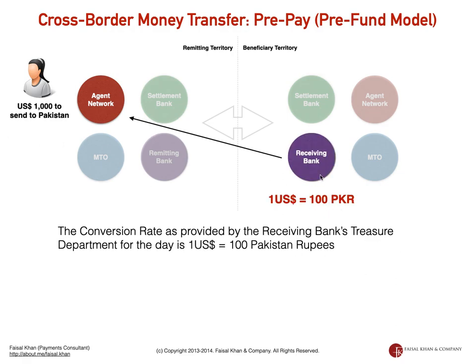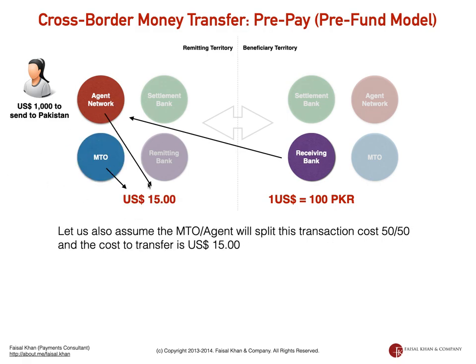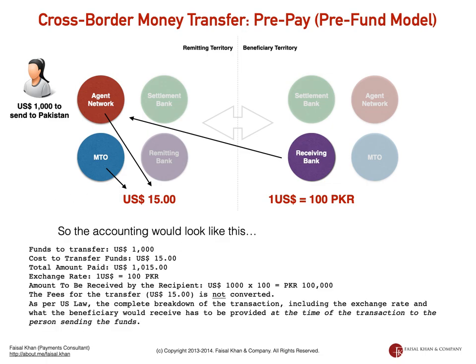The rate is quoted by the receiving bank. They say, okay, let's say $1 is equal to 100 PKR. Remember, this presentation was made a couple of years ago, in about 2014 or something like that, and that was the prevailing rate at that time. I wish it was today. But anyways, they quote the rate over there to the agent network. The agent network assigns their fee onto it, let's say, which is $15, and agrees to the transfer.